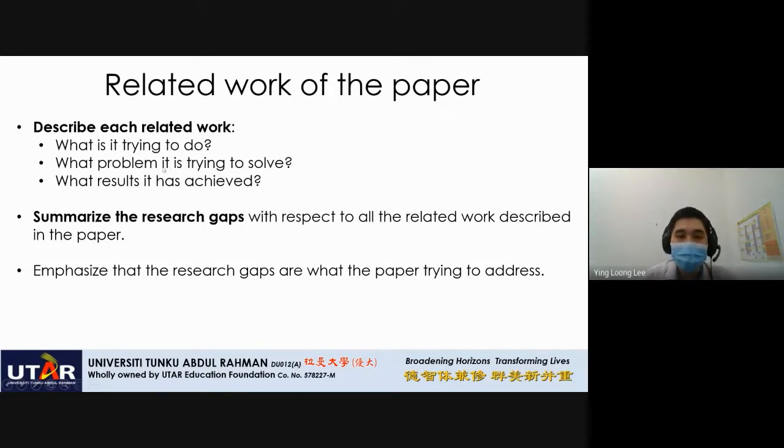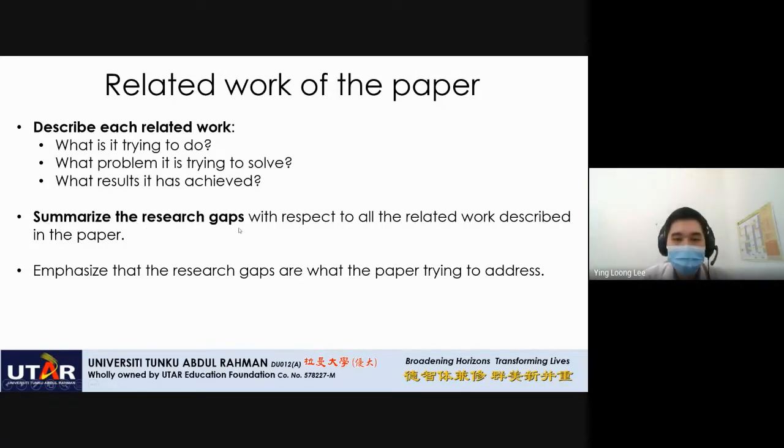Anyway, these are just examples. For related work that is on analysis, you just mention what it is trying to do, and then what impact or what findings it has, okay?